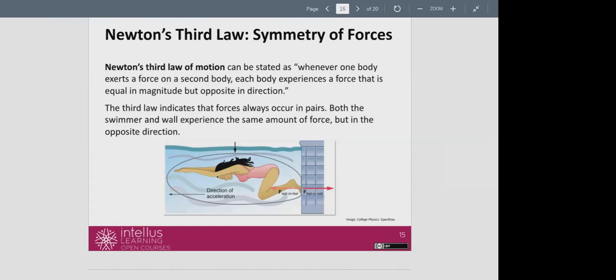The swimmer is exerting a force on the wall. The wall is exerting a force back on the swimmer. In order for those forces to cancel, they would have to both be acting on the same object, either both acting on the wall or both acting on the swimmer. That is not the case. So the other thing that's important that goes along with Newton's third law, this idea of action-reaction pairs, is that those action-reaction pairs cannot cancel each other out because they do not act on the same object.